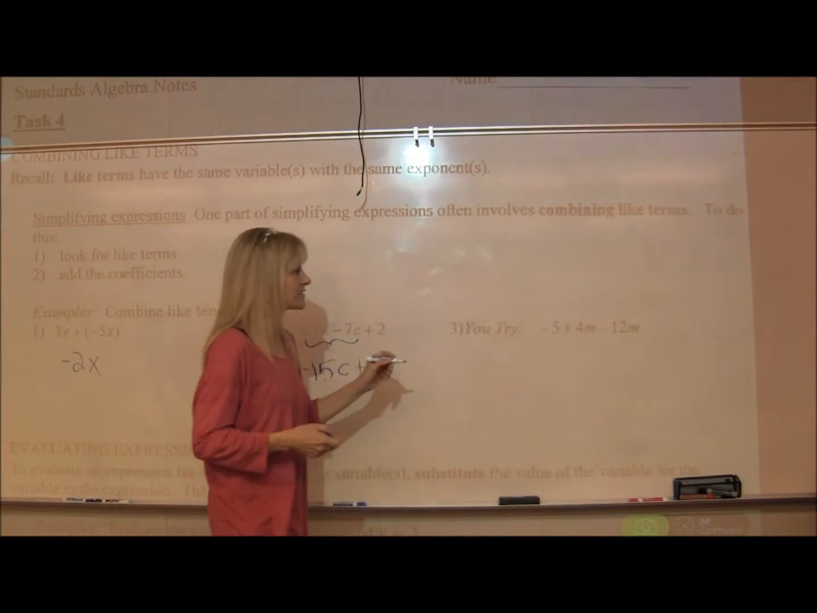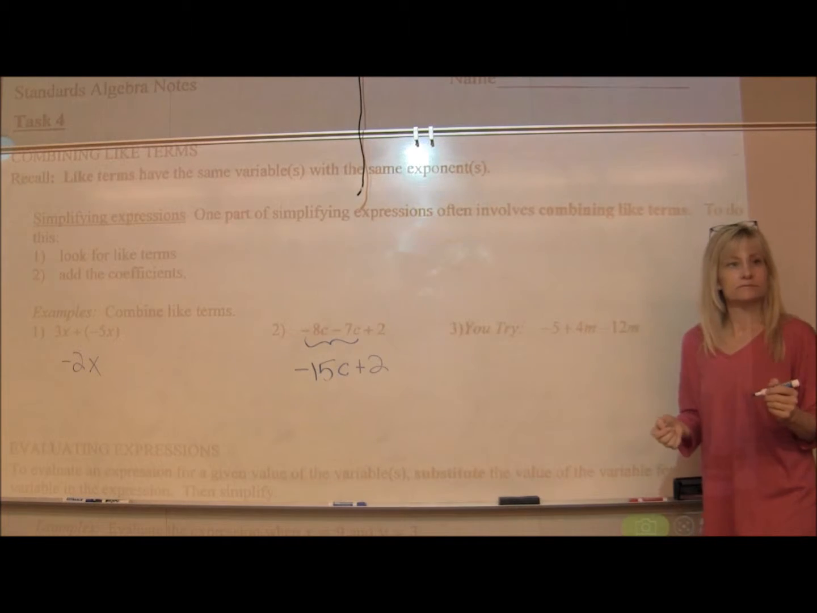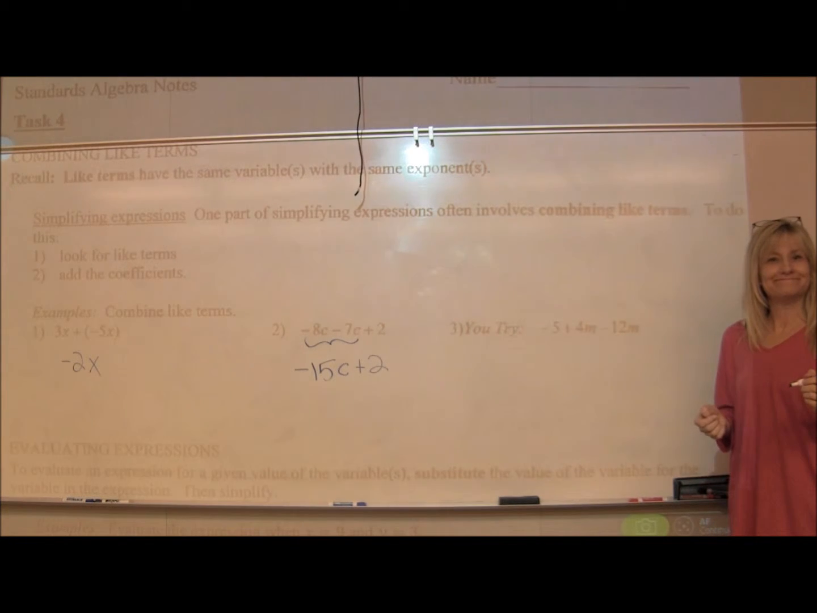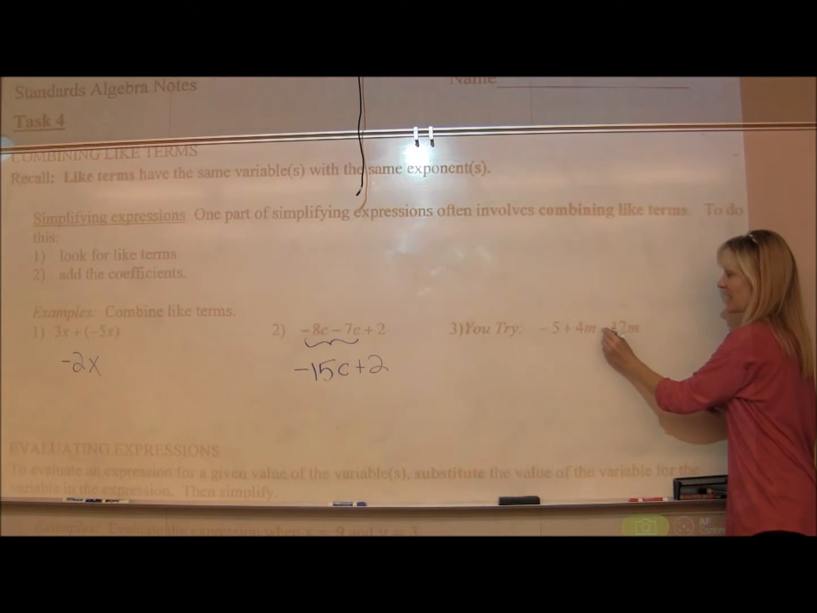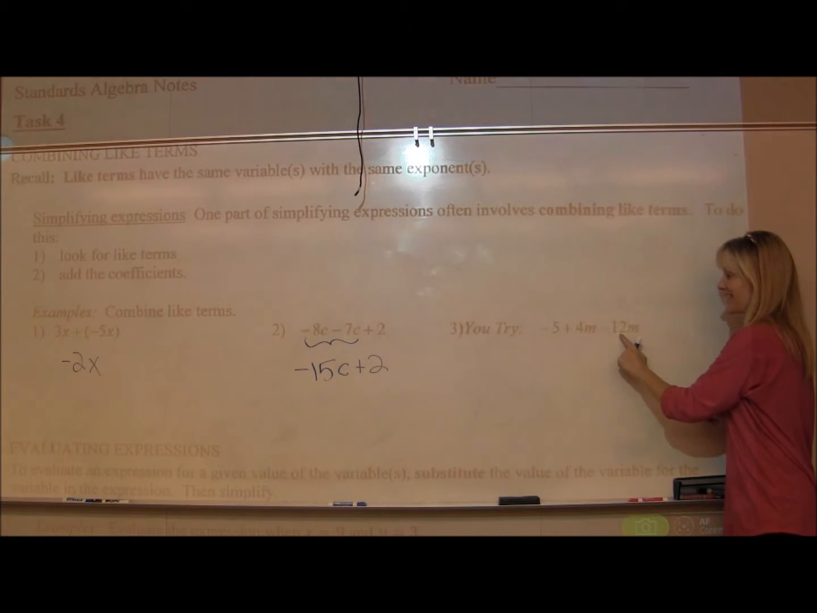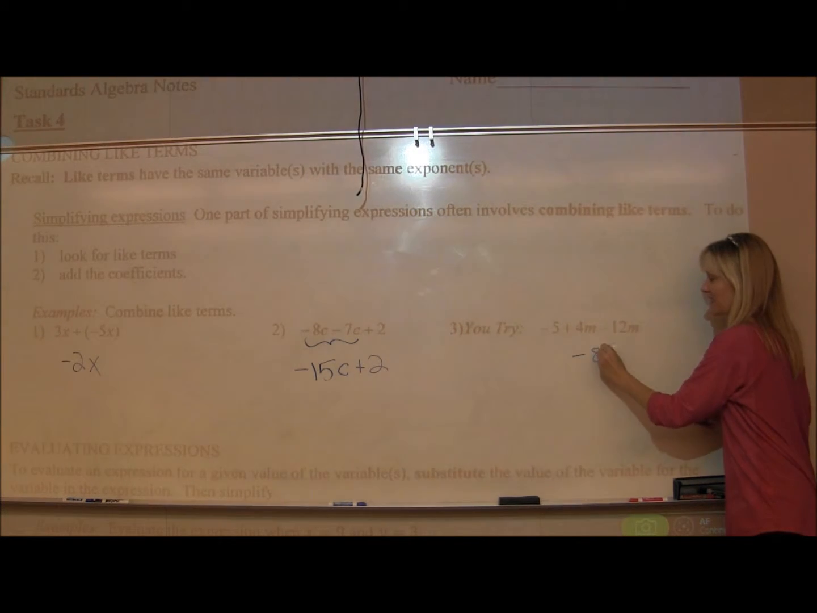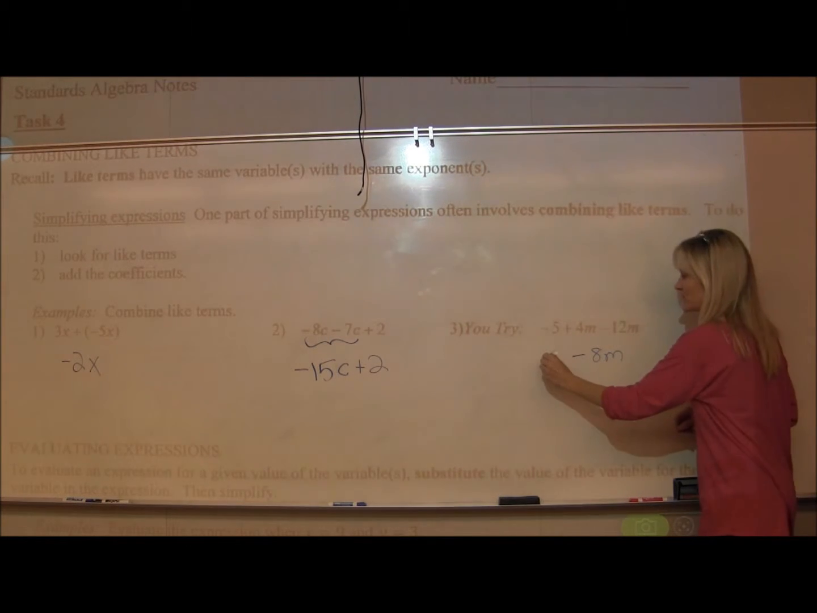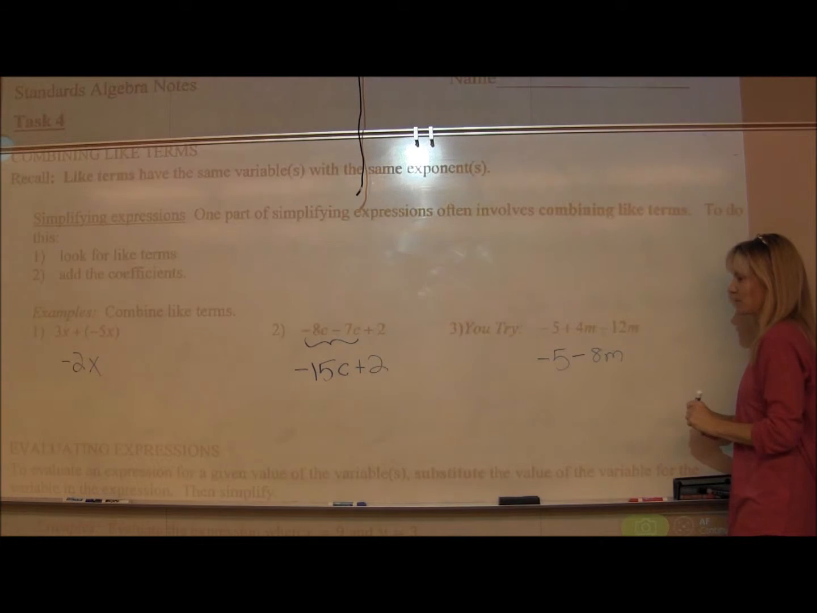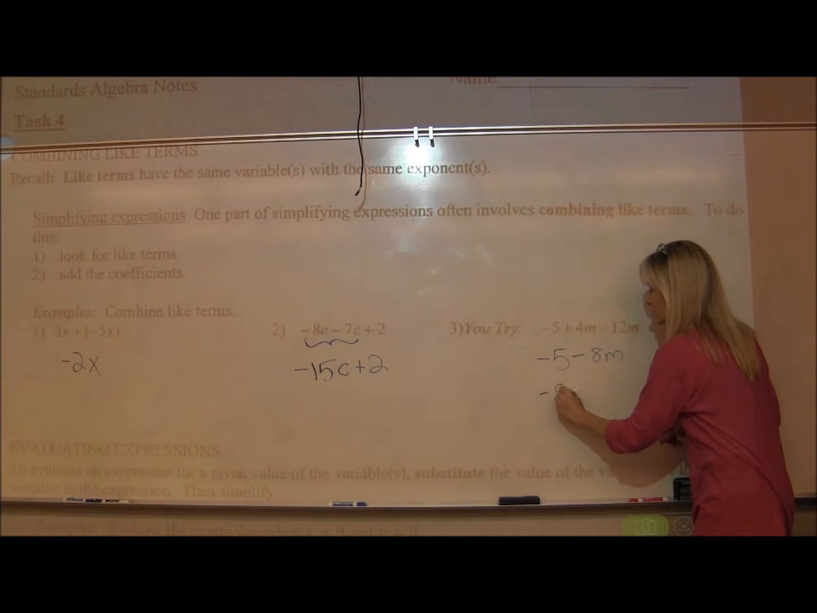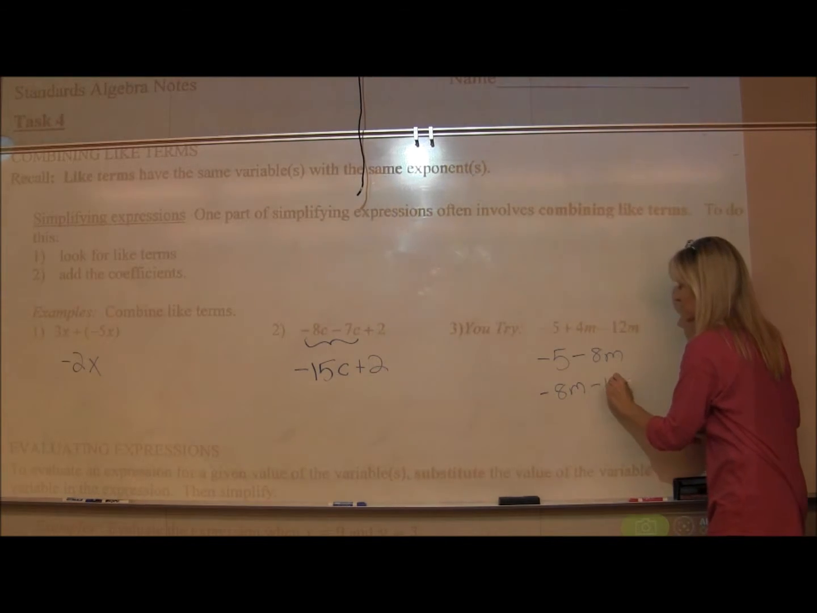Okay, so what are our like terms? Anybody want to? Yeah. 4m and negative 12m. That negative is part of the 12. So then we have 4 plus negative 12 is negative 8m. And then you still have your negative 5. So it's negative 5 minus 8m. You could also put the variable term out front, negative 8m minus 5.